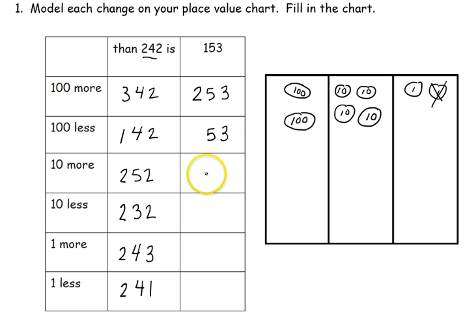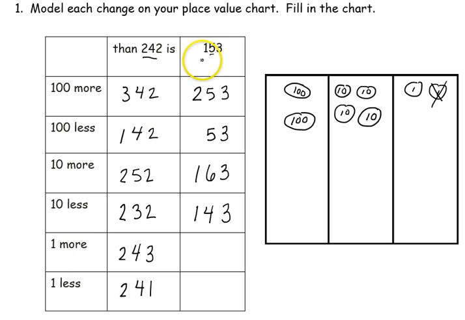If I go back to my original number of 153 and go 10 more from there, that means I will add 1 more disk in my tens place, which gives me 163. 6 groups of 10 in my tens place now. And if I started back at the original number of 153 and went 10 less, that means I would take one of my 10 disks away. That leaves me with 4 in the tens place, or a number of 143. 10 less than 153 is 143.